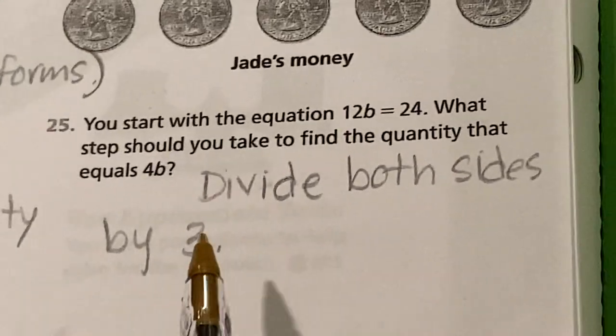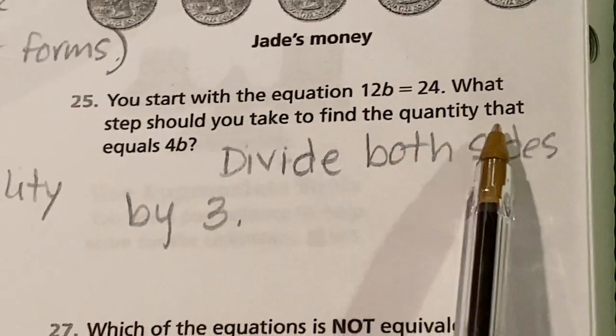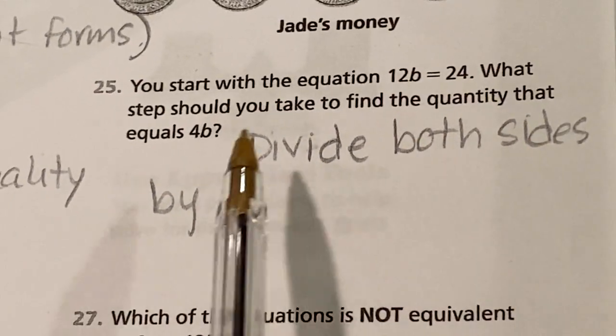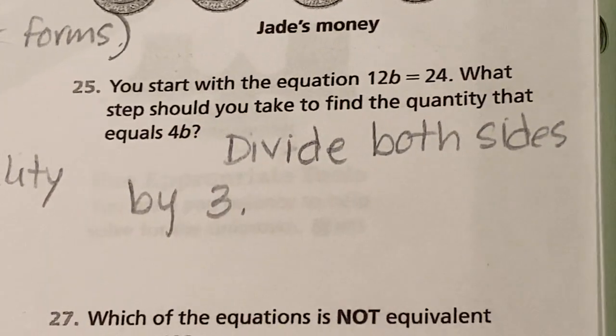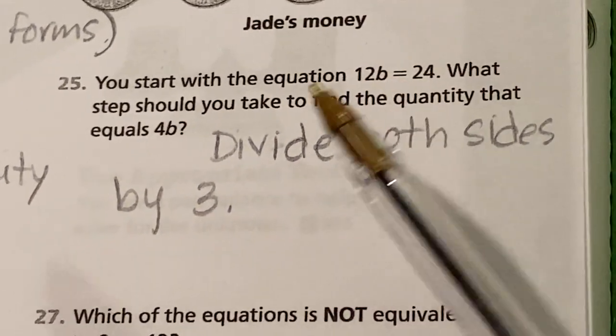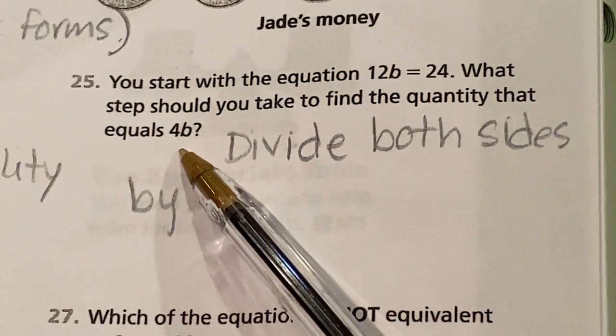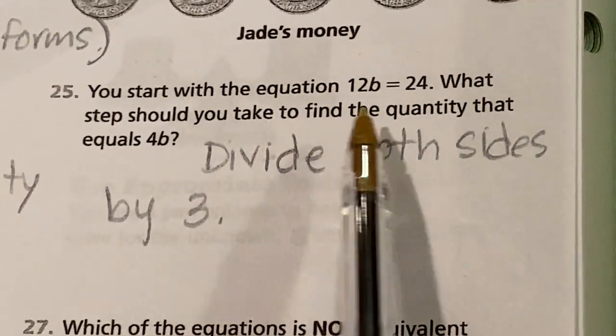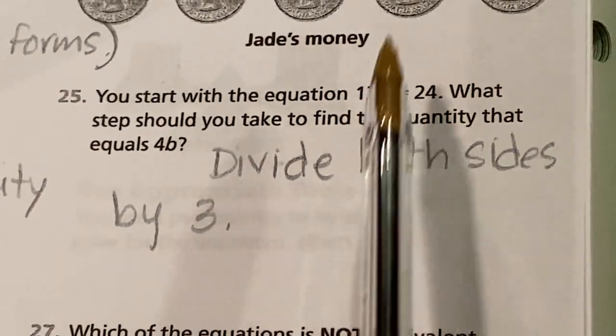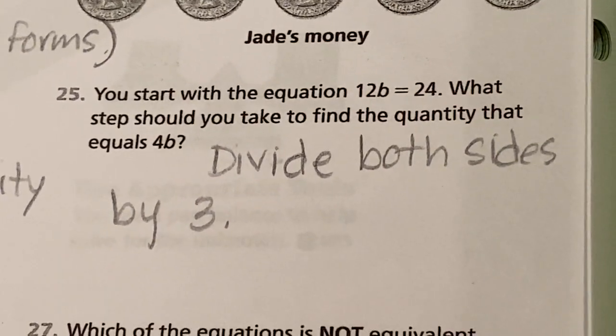Okay, number 25, you start with the equation 12b equals 24. What step should you take to find the quantity that equals 4b? Well, if you started with 12b and you want to get to 4b, you've got to divide by 3. So if you divide both sides by 3, you'll get 4b equals 8.